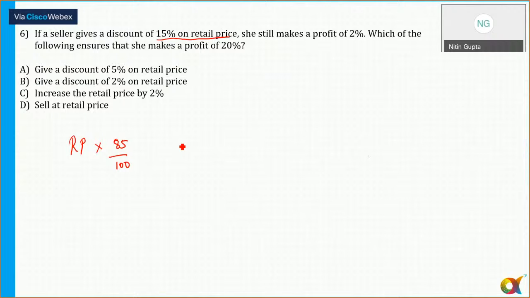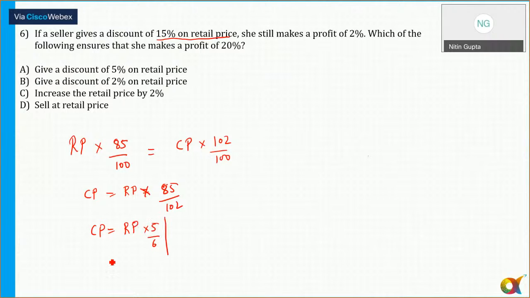Okay, so profit is always calculated on cost price. So CP into profit of 2% means 1.02, so I can say 102 by 100. So from here, the cost price is equal to retail price into 85 by 102. Both of them are multiples of 17, so the cost price is equal to retail price, which is also the marked price, into 5 by 6. So cost price is 5 by 6 times the retail price.